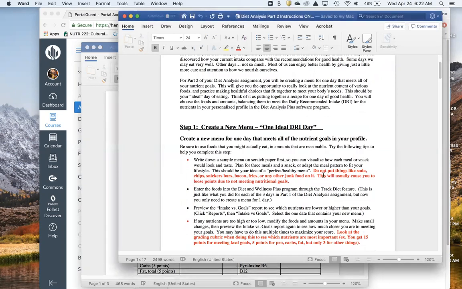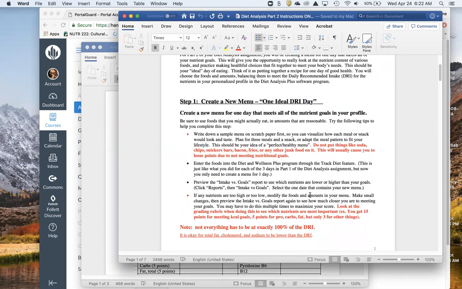So it's really important not to put things like soda, chips, Snickers bar, bacon, fries, pizza, ice cream, all those things. Even if you would normally eat them, just try to leave those out of your perfect diet for this experience.